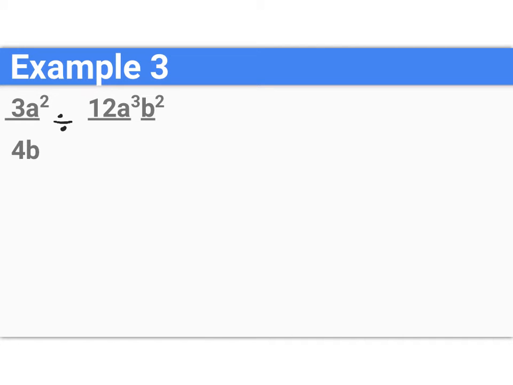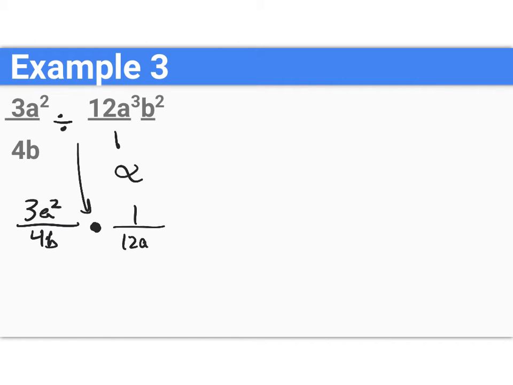Okay, so this is the same exact problem, except we are now dividing by 12a cubed b. So it makes a big difference, the order, when you subtract and divide. And I wanted to show you that with the same problem. So we got 3a squared over 4b, change and flip, times 1 over 12a cubed b squared.